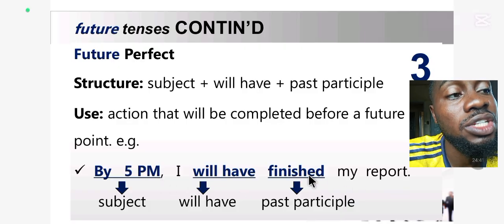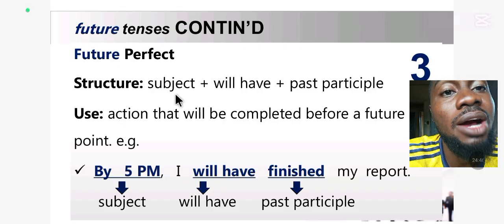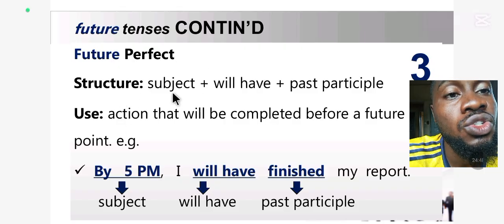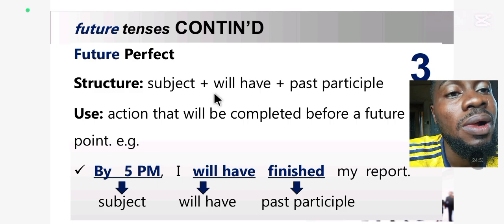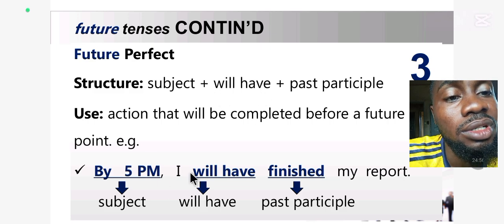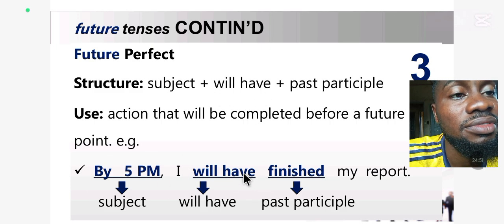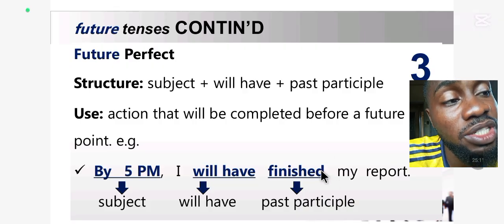Let's look at whether this example meets the structural criteria of future perfect tense. Does it have a subject? Yes, it has. Does it have will have? Yes, this is will have. Does the sentence have a past participle? Yes, it has a past participle, which is finished. Finished is the past participle of finish.